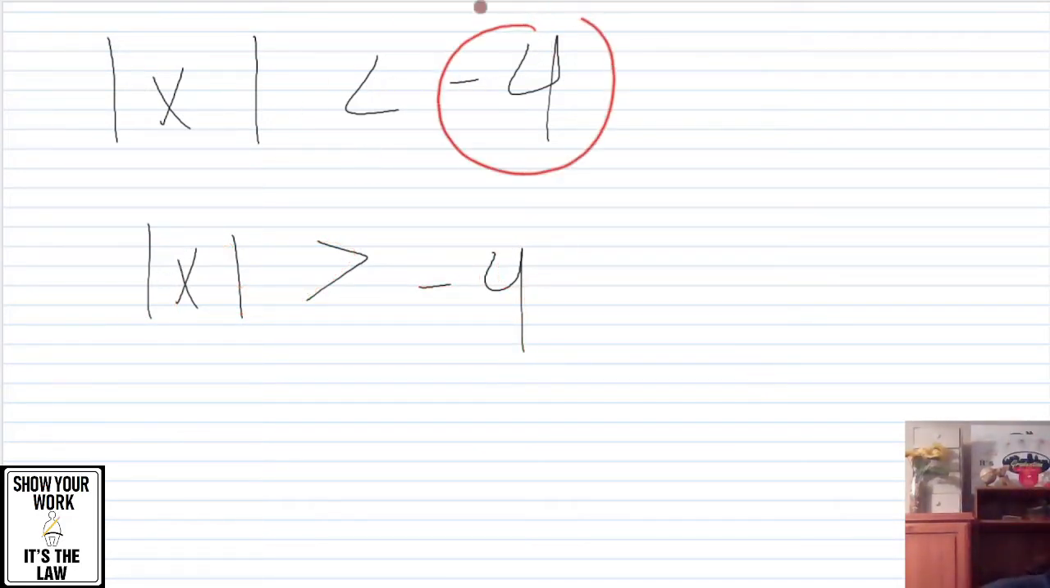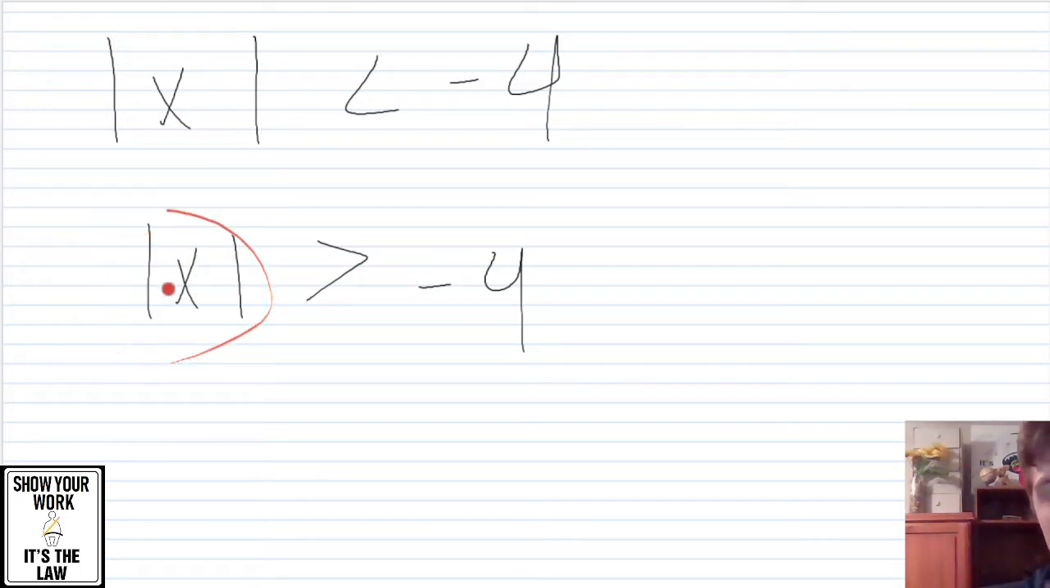When we're less than a negative, we know that there's no solution because no positive number is less than a negative. When it's greater than a negative, all solutions are possible because any positive number is greater than a negative number. So those are the special cases.